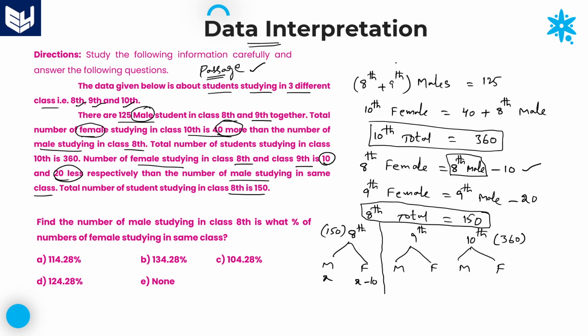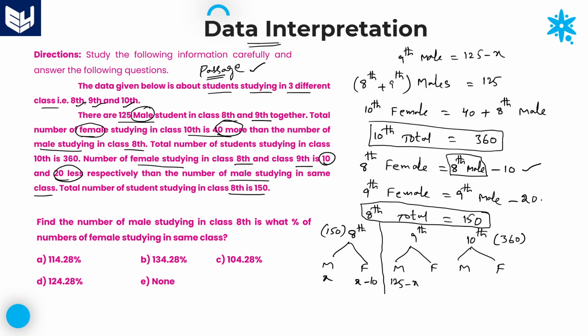So automatically, 9th class male students is equal to 125 minus x. So 9th class male candidates are 125 minus x. This statement is done.